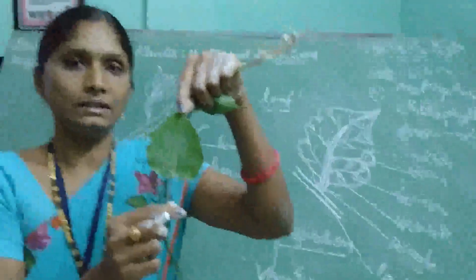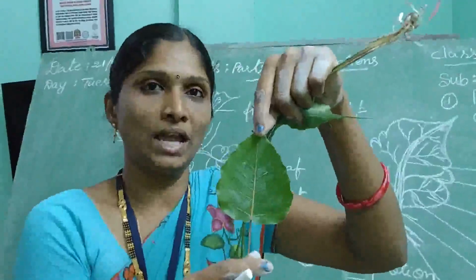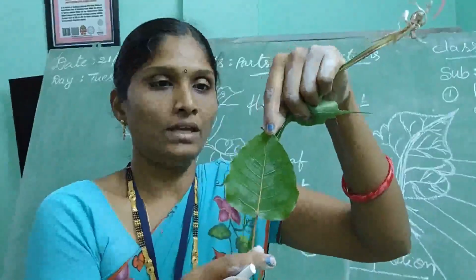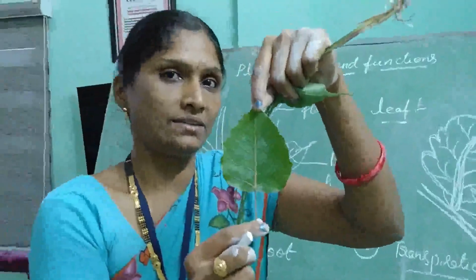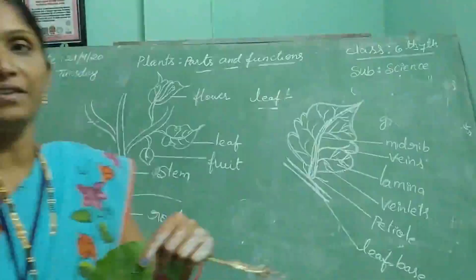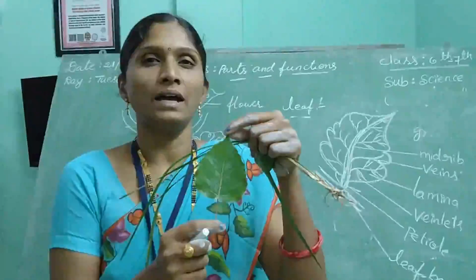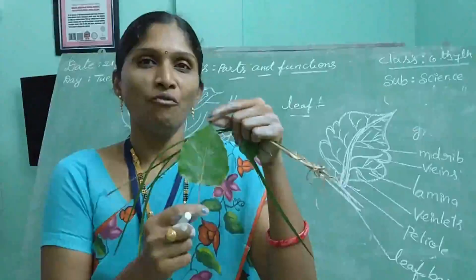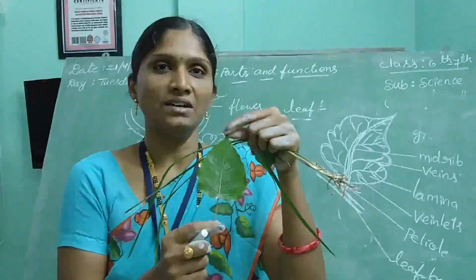This web-like arrangement is known as venation. This is a dicotyledonous leaf. There are two types of venation, depending upon the arrangement of veins and veinlets.